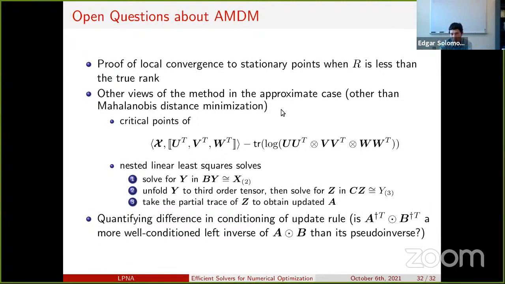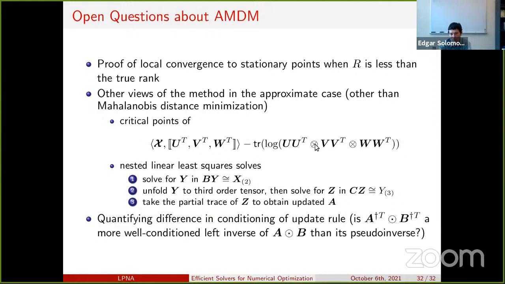There could also be other views that lead to this method. We can think about it as critical points of the inner product of the tensor and the decomposition obtained by the pseudo-inverses. This term is always fixed to be equal to R throughout the method. And in a sense, what we're optimizing can be thought of as this term, although what we're doing is just finding critical points and not necessarily maximizing or minimizing this.